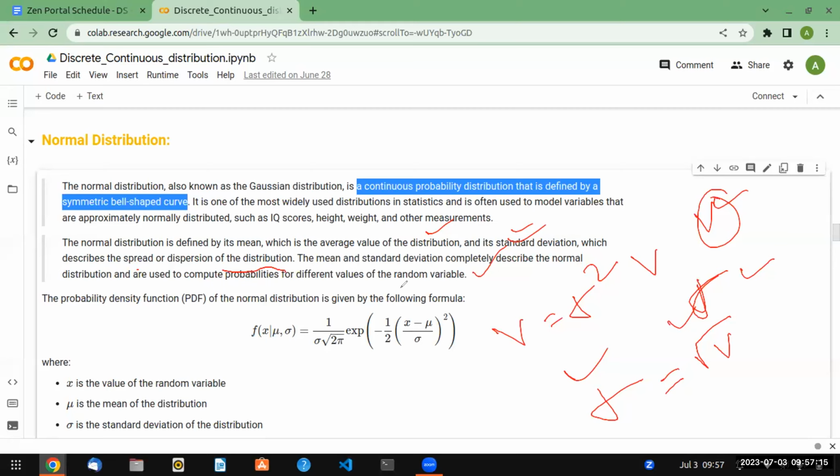Because we need to know what is happening in the background. If someone asks you, you need to be able to explain it. But in real life, you are not going to write this formula. In real life, what do you have? You have Python. Whatever formula you are seeing is written inside a Python library.